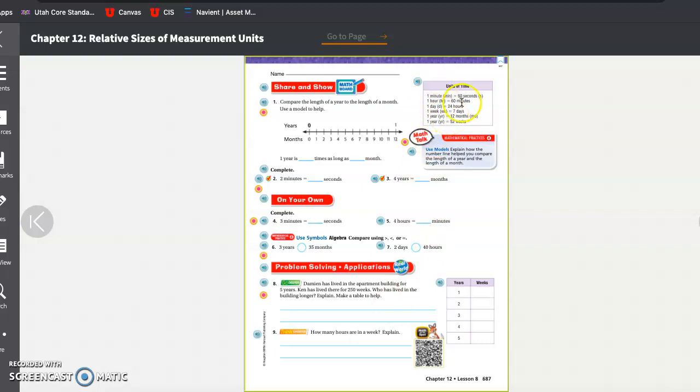And then we know that there's also 24 hours in 1 day. So you take the number of days in 1 week, 7, and then you take the number of hours in 1 day, 24, and you multiply those together. So 24 times 7 is 168.